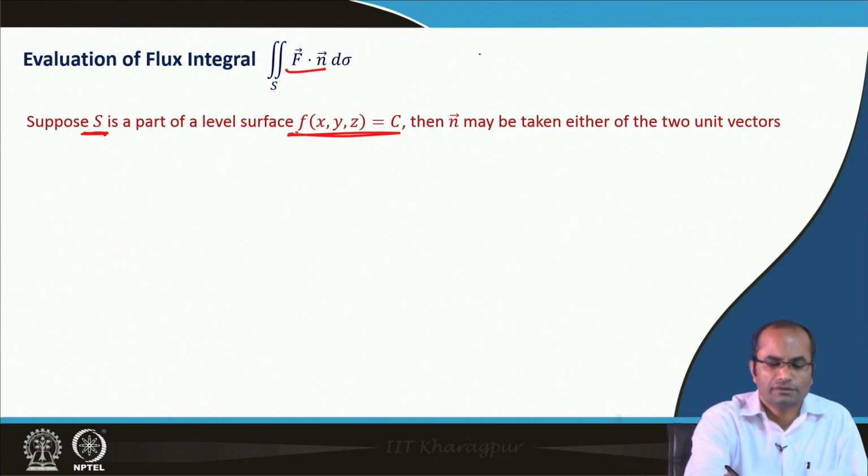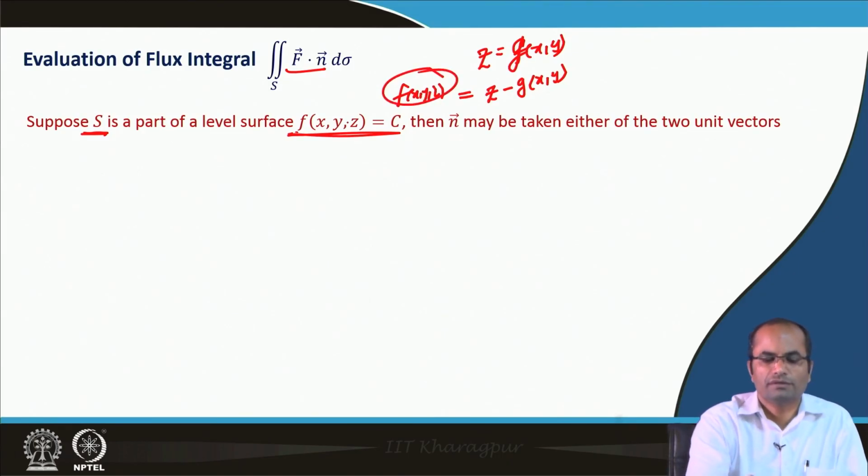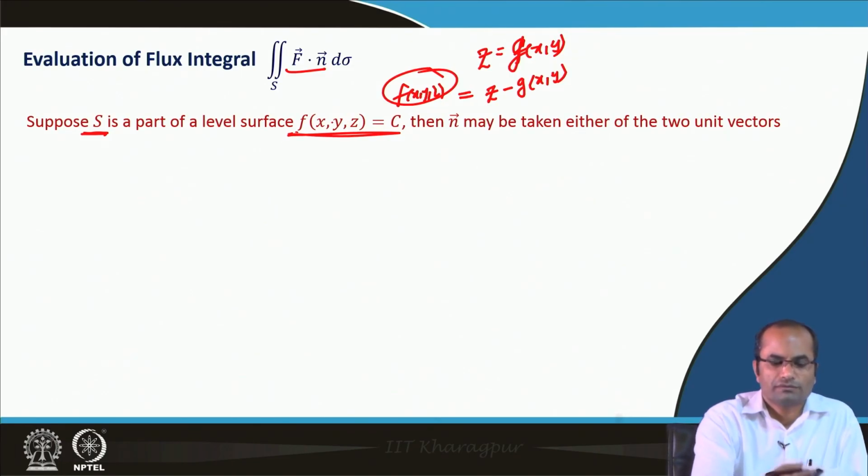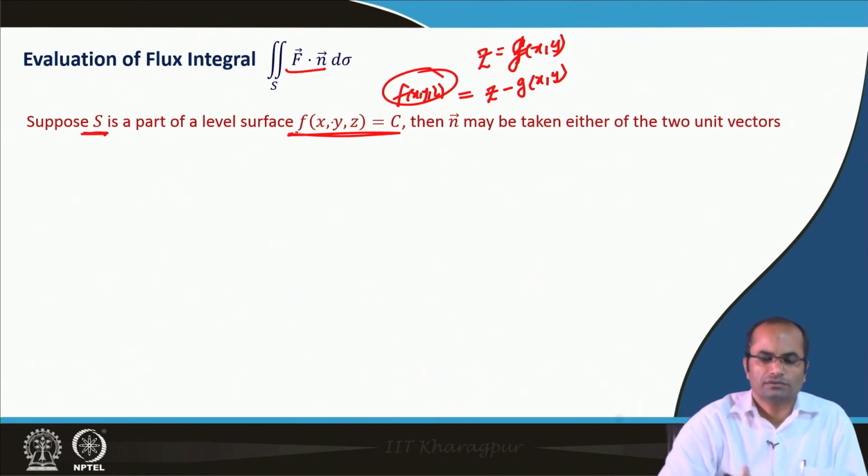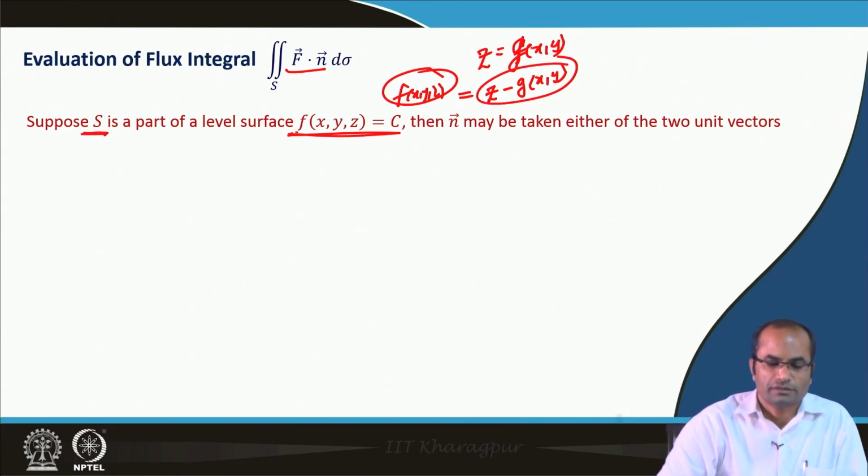If our surface is given as z equal to g(x, y), then we can define z minus g(x, y) as the new function f(x, y, z), and consider f(x, y, z) equal to 0 as a special case of this level surface. That will exactly represent the equation of the given surface.